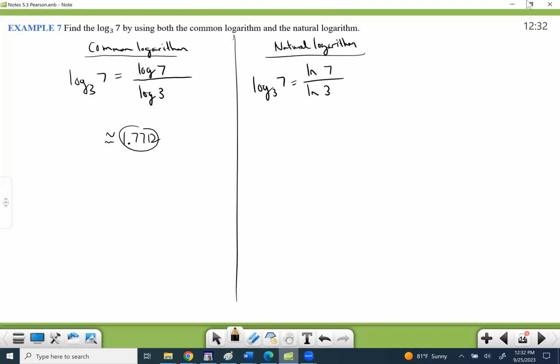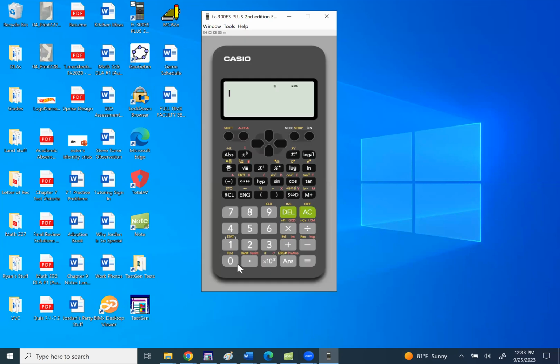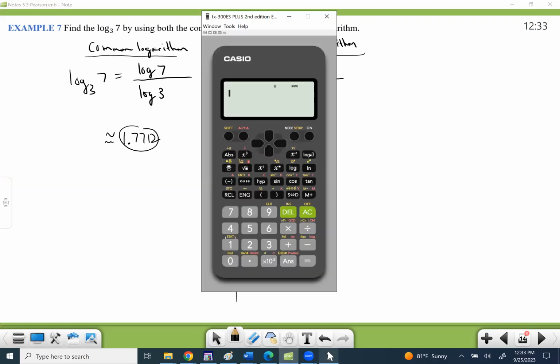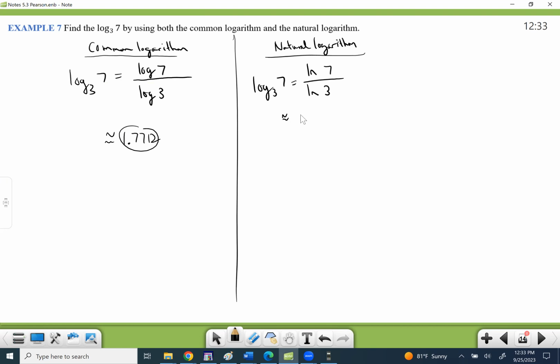Oh, I closed it. Darn it. I hate when I do that. Divided by natural log of 3 is. All right. So natural log of 7 divided by natural log of 3. ln 7, close those parentheses. And natural log of 3. Same answer. So it doesn't matter what base you use.